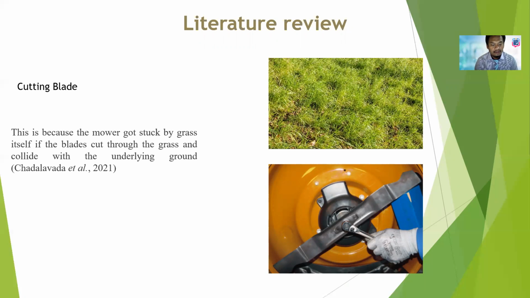For the cutting blade, the performance of the cutting blade is important to obtain the desired cutting height of grass. Most mowers use a casting engine to transmit rotary power to the cutting blade. This is because the mower gets stuck by the grass itself if the blade cuts through the grass and collides with the underlying ground. So the research from the journal paper is needed to get information about the cutting rate for this project.